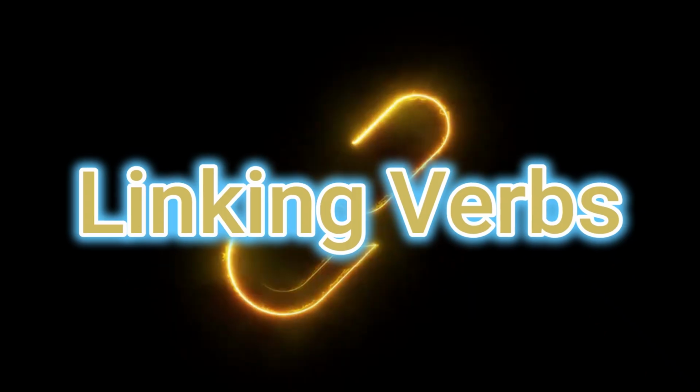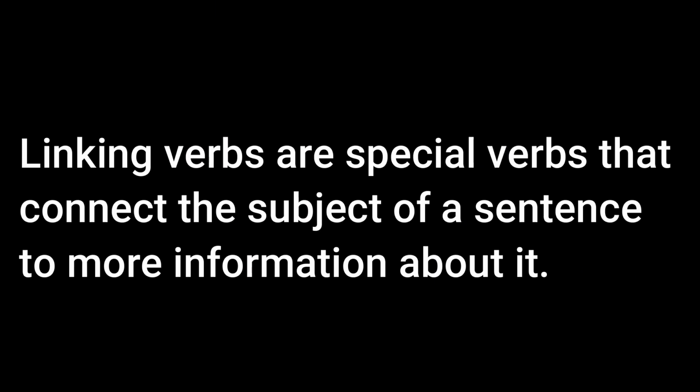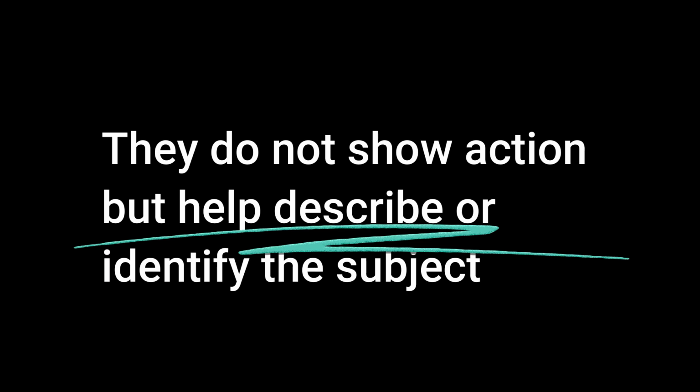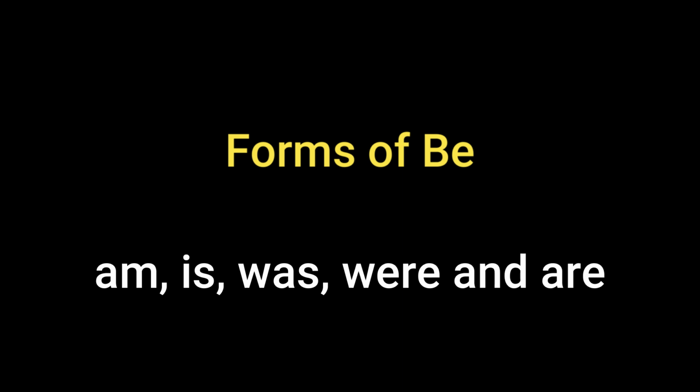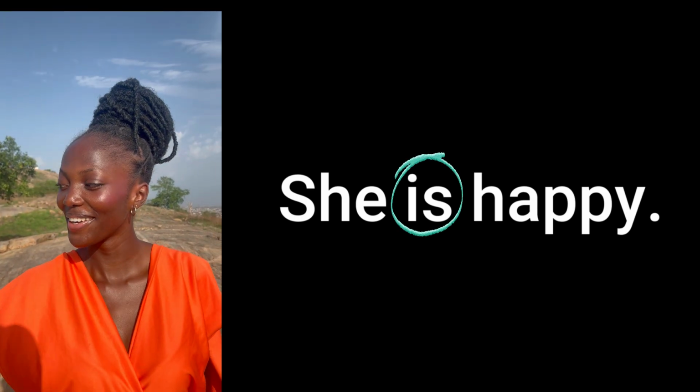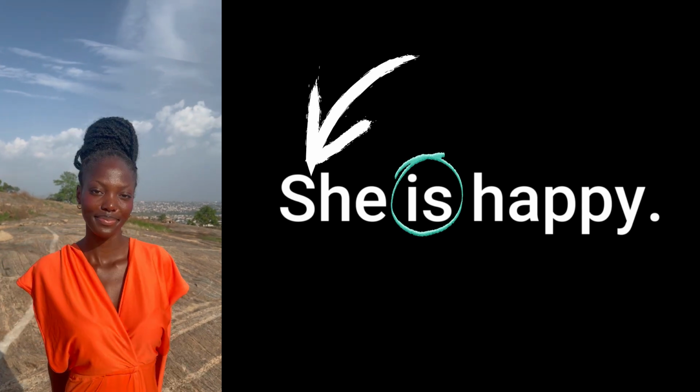So let's get started. Linking verbs are special verbs that connect the subject of a sentence to more information about it. They do not show action, but help describe or identify the subject. You probably already know common linking verbs like am, is, was, were, and are, also known as the forms of be. In this example, she is happy. The word is connects the subject, she, to the word happy.